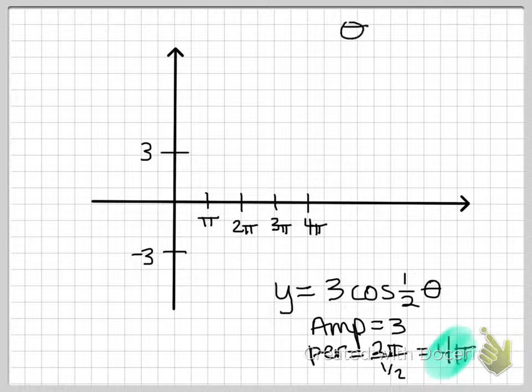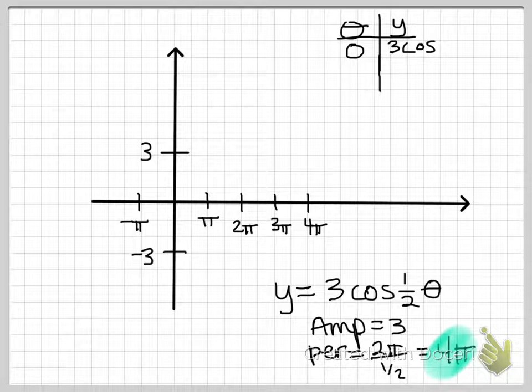So I'll check my theta values against my y values. Again, if you can do it without the chart, just use the chart for your reference. I like it as an organizer. So if theta equals 0, I don't want to ignore the negative side of the graph either. If theta equals 0, y equals 3 times the cosine of 1/2 times 0, which is 0. So the cosine of 0, look on your unit circle, is 1. 3 times 1 is 3. So the y value at 0 is 3.